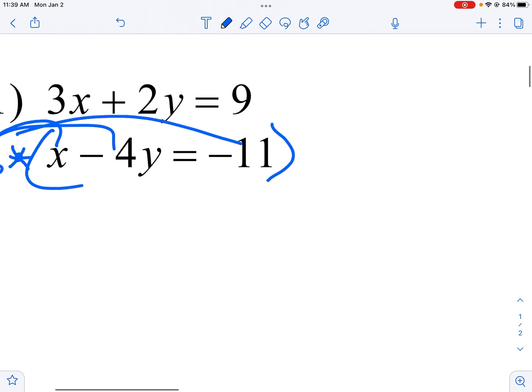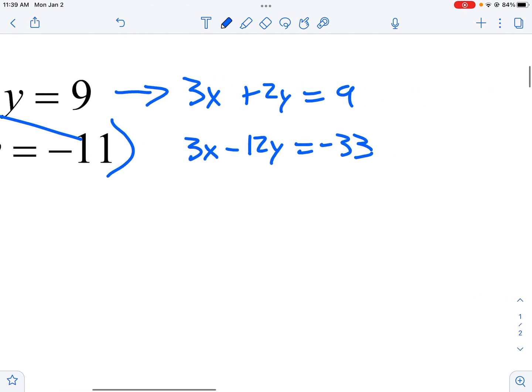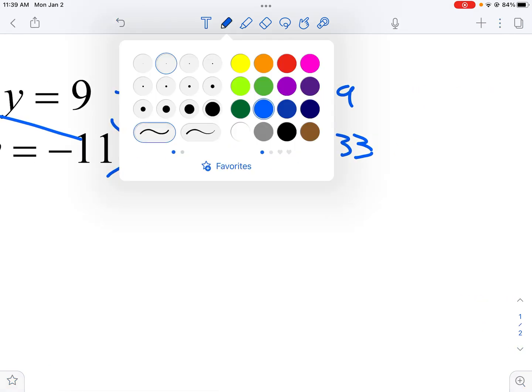So I'm going to rewrite my equations. My second one is going to be 3x minus 12y equals negative 33. So all of them times by 3. My first equation, on the other hand, is just going to stay the same. I didn't times by any numbers, so then I got 3x plus 2y equals 9. Easy peasy.